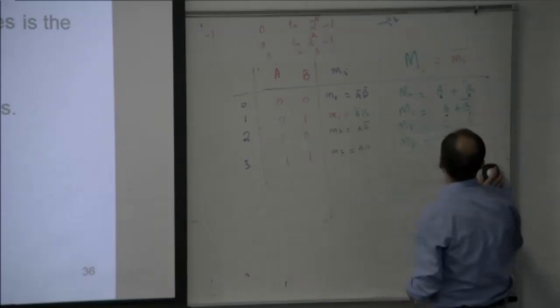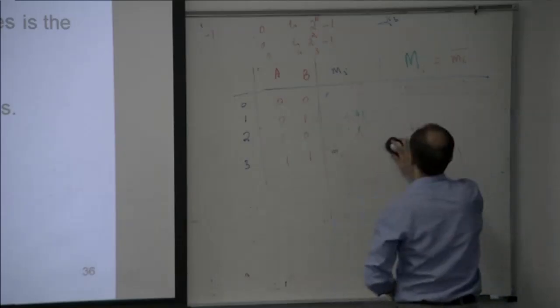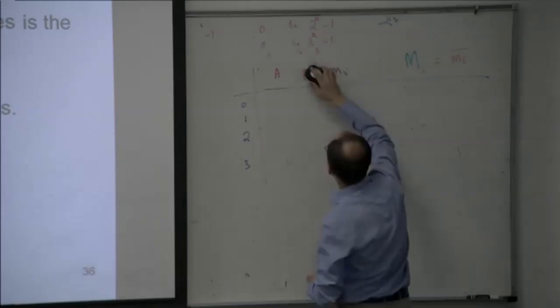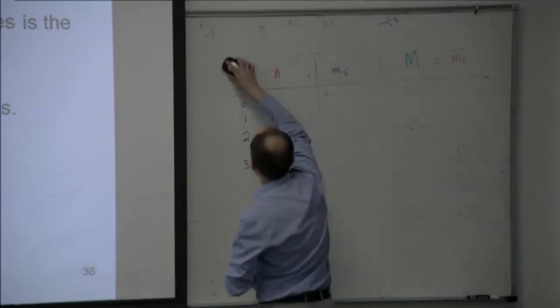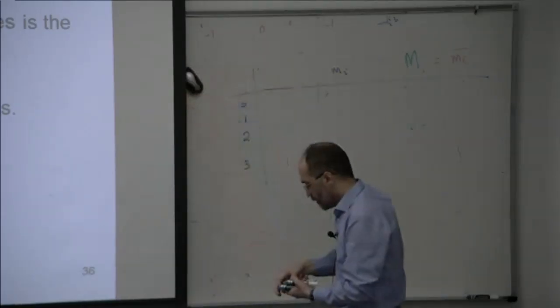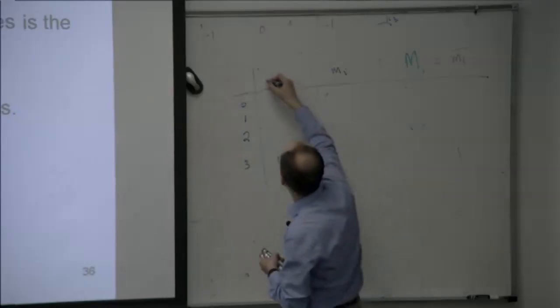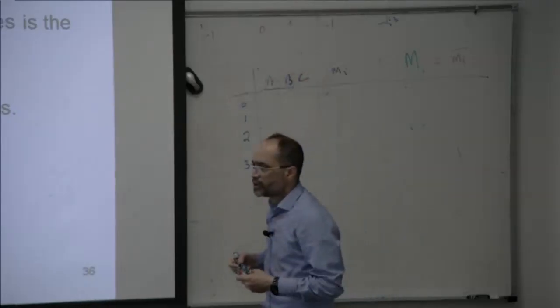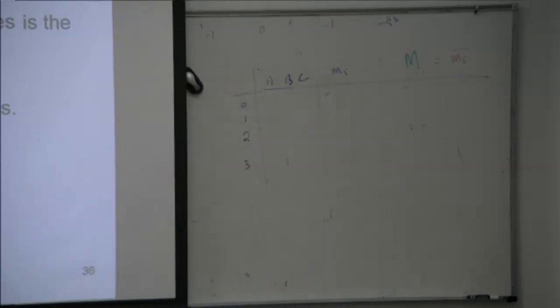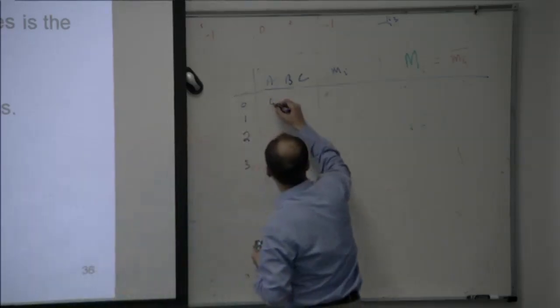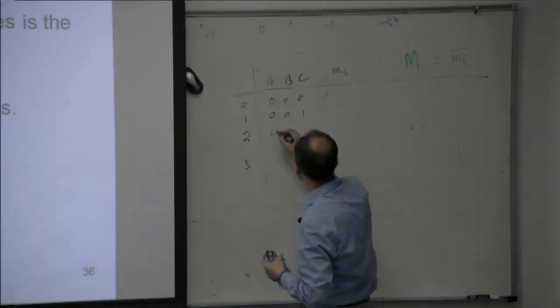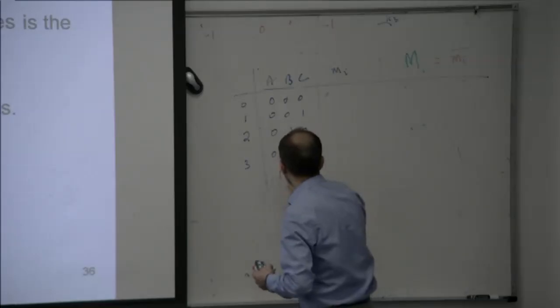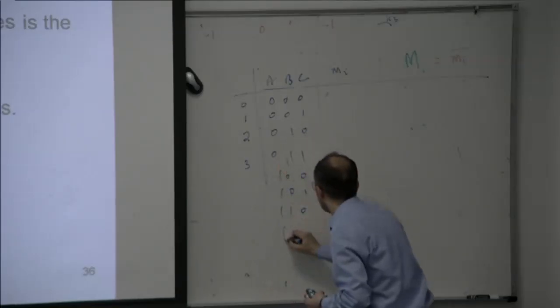Now, if we expand this function to a 3 variable function, for instance A, B and C, how many combinations will there be for A, B, C? Yes, 8. So this will be 000, 001, 010, 011, 100, 101, 110, and 111.